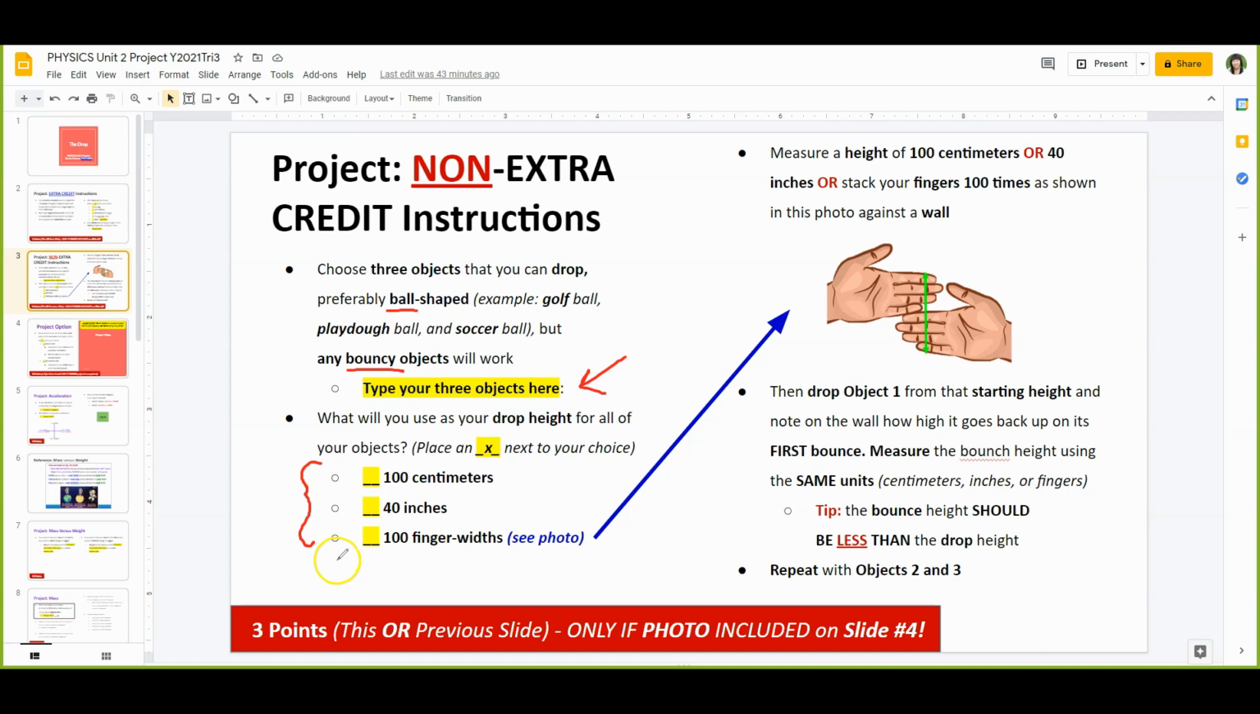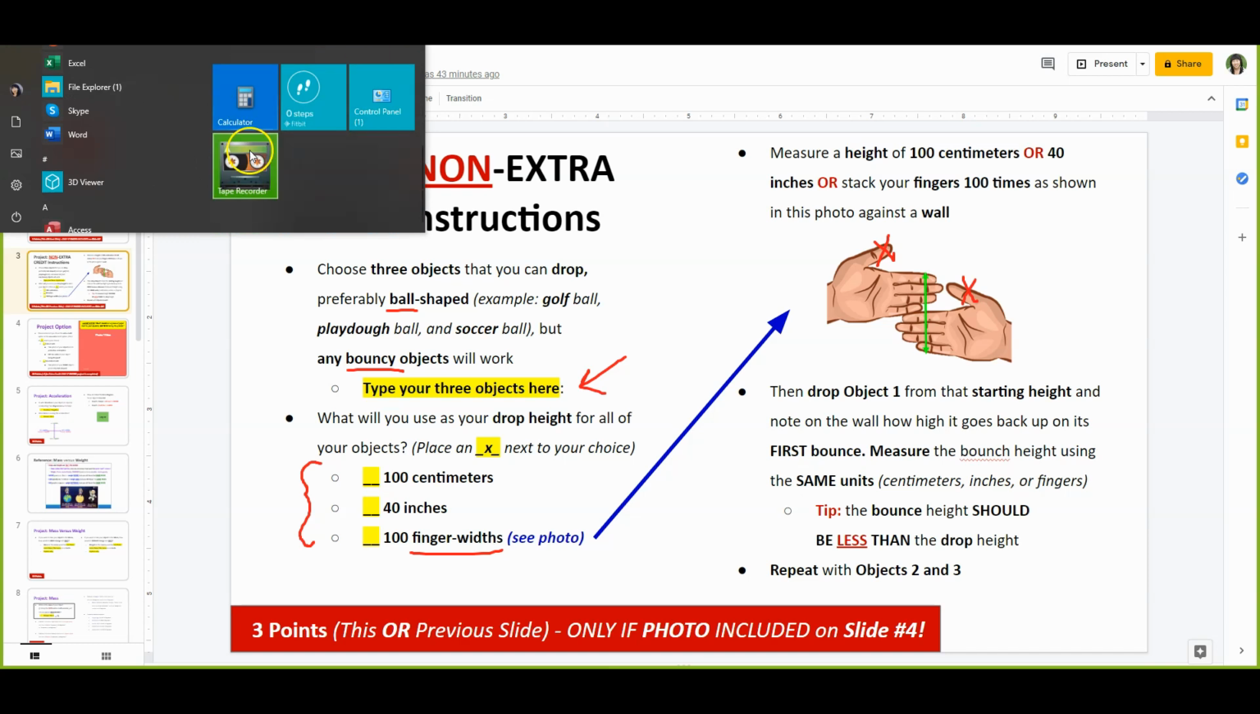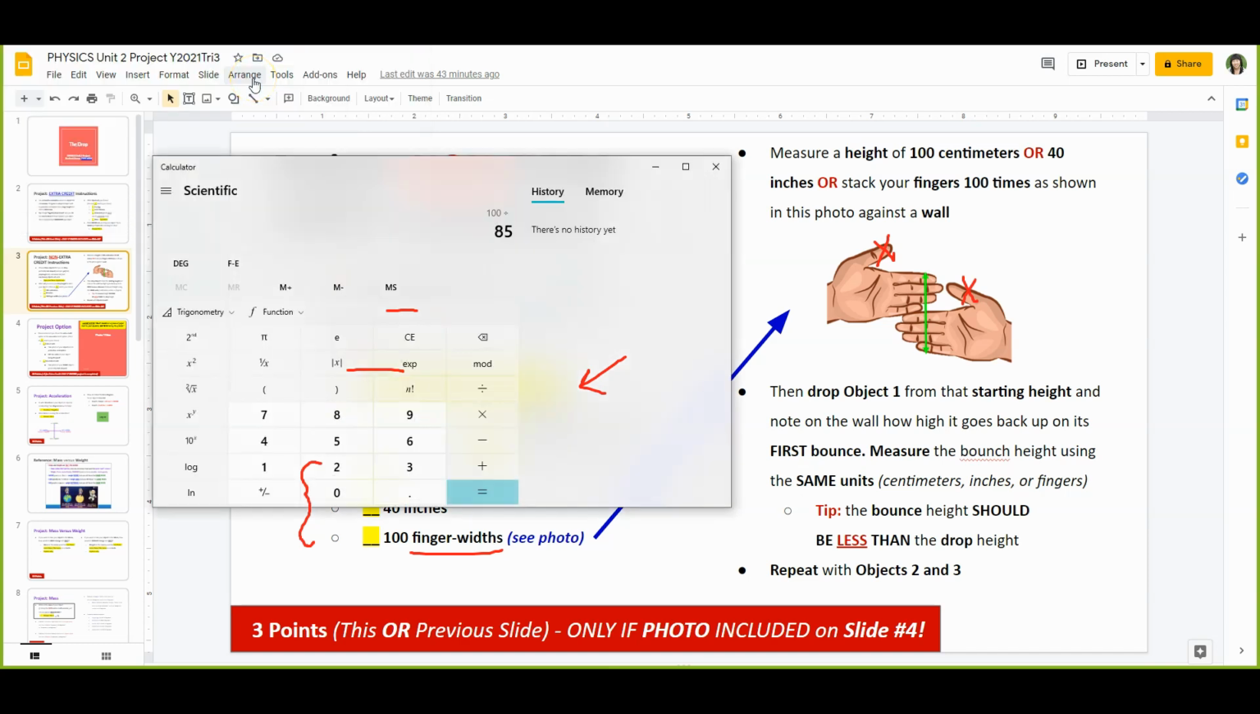Or if for some reason you don't have a measuring tool, you can just use your fingers. As long as you use your fingers for every single object, both the starting measurement and the ending measurement. So what you'll do is if you want to use your fingers, all you need to do is take your 8 fingers, ignore your thumbs, all right? Those don't really line up very well. Use your 8 fingers and stack them up, and then you would do that until your fingers stack up 100 times, which is, let's see here, 100 divided by 8. Yeah, so that's about 12.